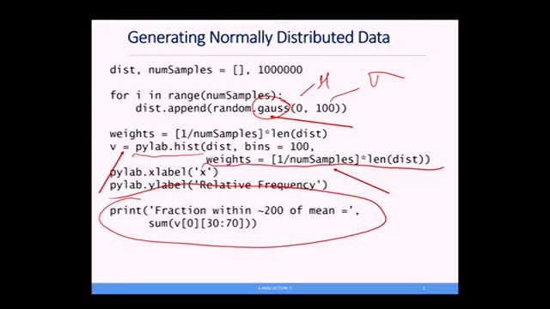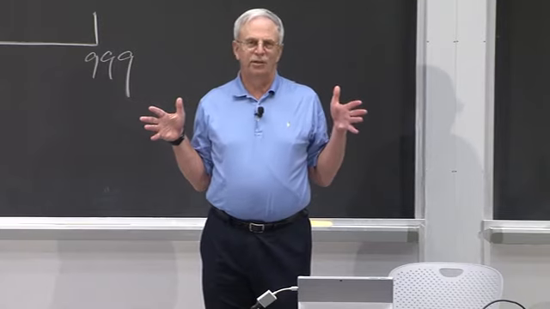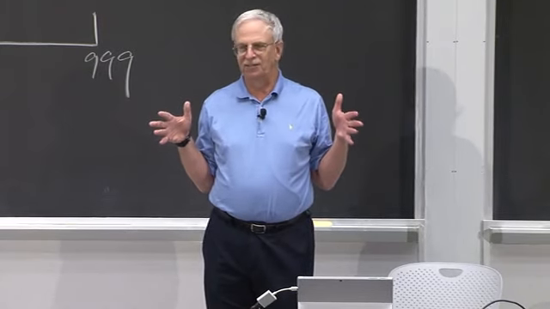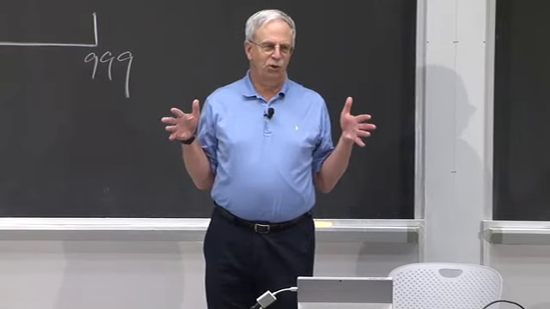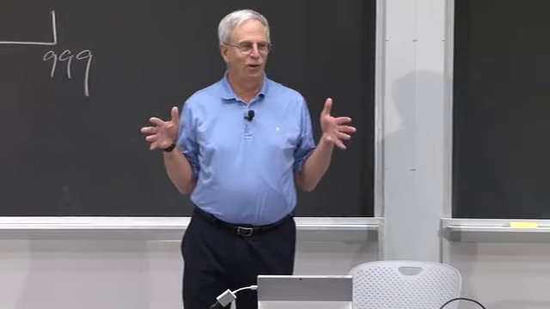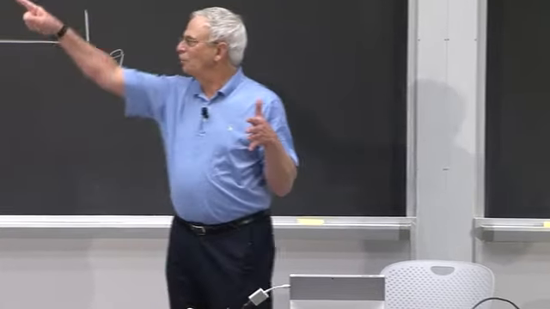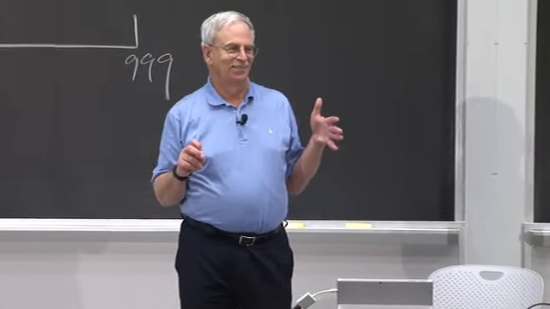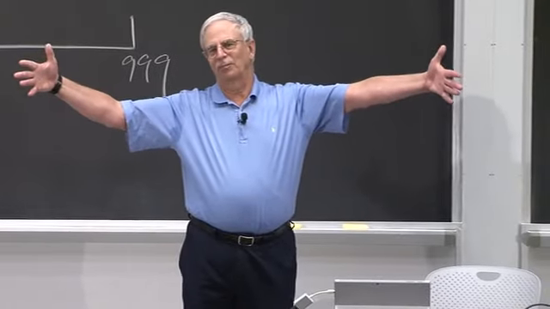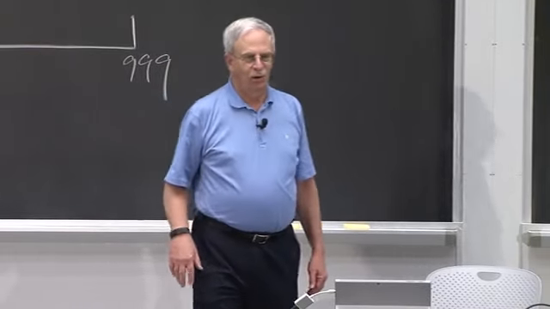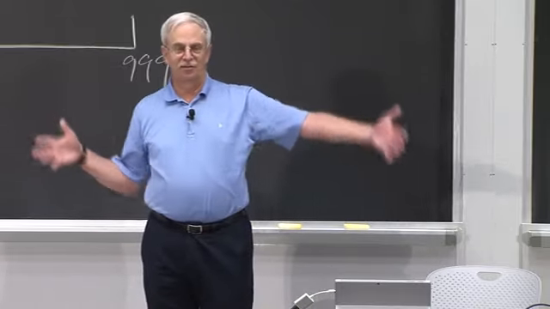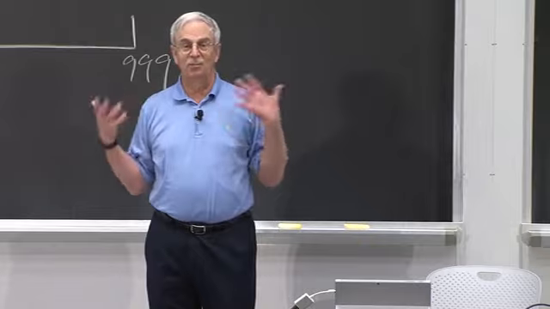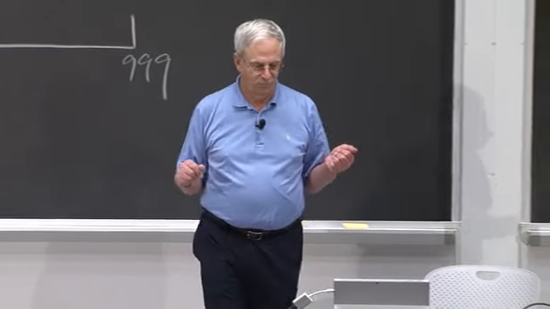Now, why would I want to look at the fraction within approximately 200 of the mean? What is that going to correspond to in this case? Well, if I divide 200 by 2, I get 100, which happens to be the standard deviation. So in this case, what I'm going to be looking at is what fraction of the values fall within 2 standard deviations of the mean. Kind of a check on the empirical rule, right? All right.